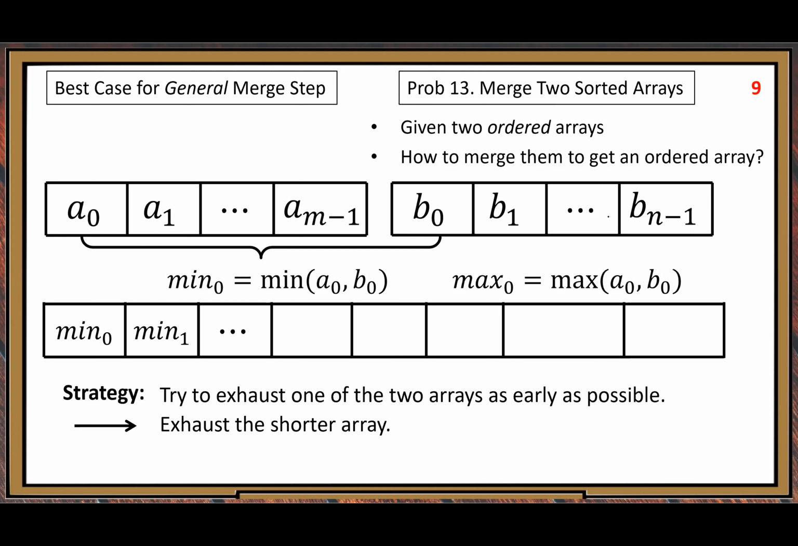Because you can terminate earlier, right? Your algorithm can terminate earlier if you exhaust the shorter subarray. All right. So the conclusion for the best case efficiency, that is the minimum of n and n. Minimum. This many comparisons for the best case, the general best case. Okay. All right. Because after this discussion, we understand the merge step well. So that's the standard merge step in this way.